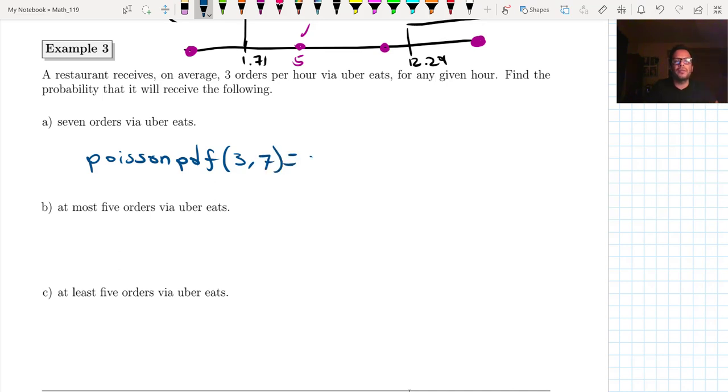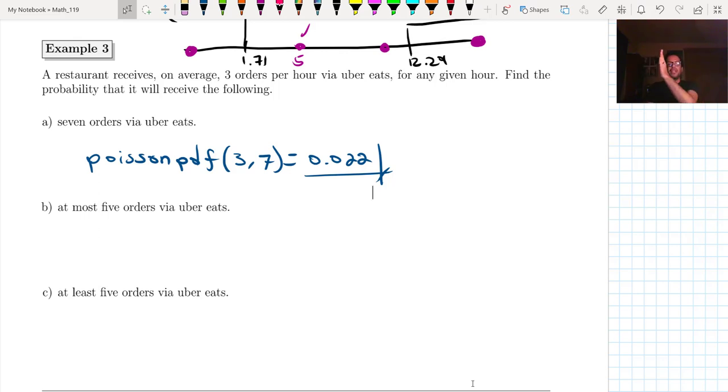So we get 0.022. Okay, without doing the formula, we do it in the calculator this time. At most 5 orders. Okay, the at most, at least, well, in this case, it will require the cumulative distribution. In this case, just like the binomial distribution, the Poisson distribution will give us in the calculator all the cumulative values from the left.